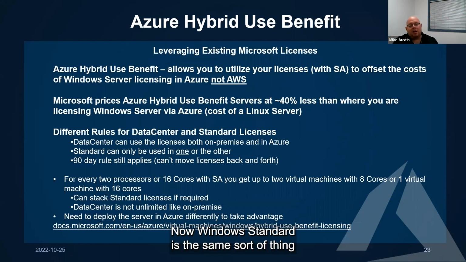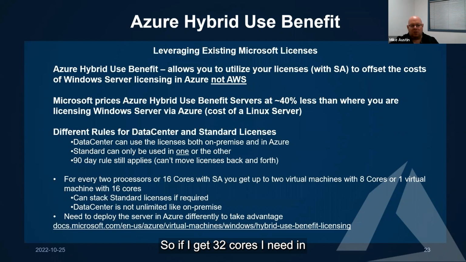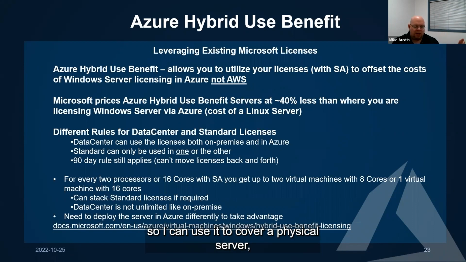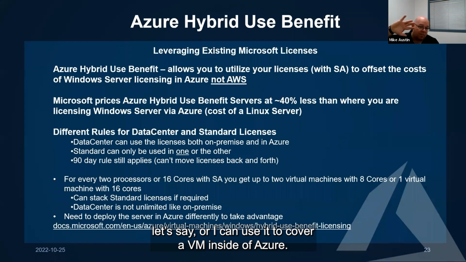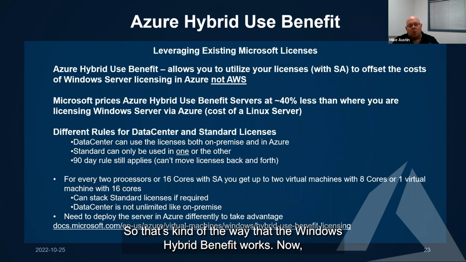Now, Windows Standard is the same sort of thing. For every 16 cores, I can get 2 of 8. And I can stack. So if I have 32 cores, I can stack these hybrid benefits. But Standard only allows me to use it on-premise, so I can use it to cover a physical server, let's say, or I can use it to cover a VM inside of Azure, right? So that's kind of the way that the Windows hybrid benefit works.